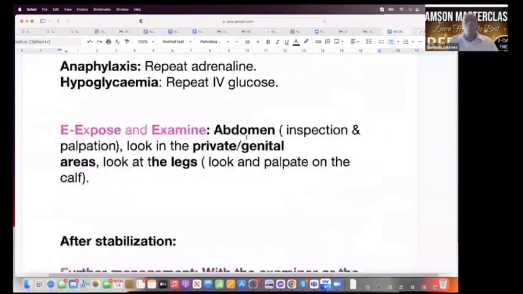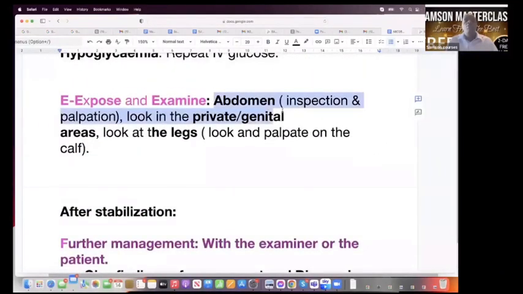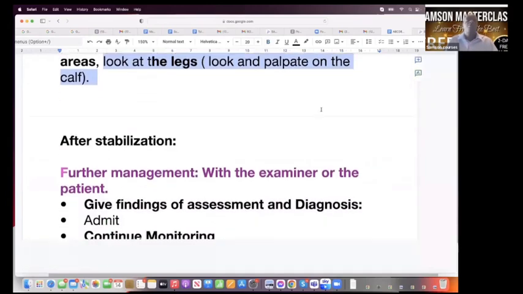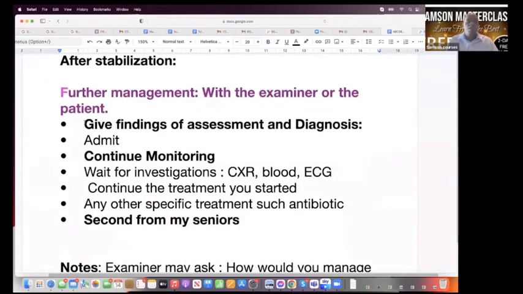Now, because it is post-op, we have done abdominal and we have done external genitalia already. So we're just going to look at the legs, palpate the calf, and it's normal. And we have seen that the blood pressure is stabilized. So we're going to talk to the patient, okay?